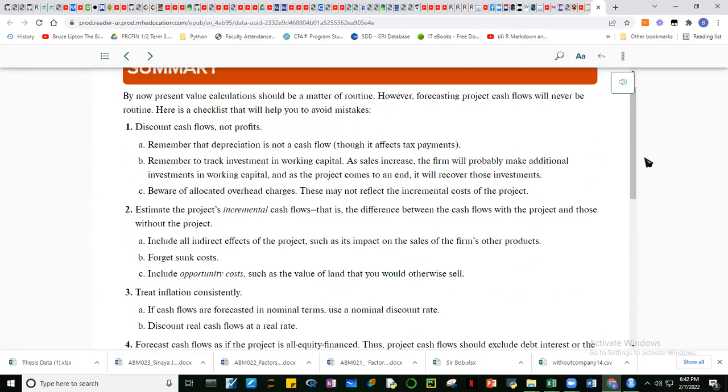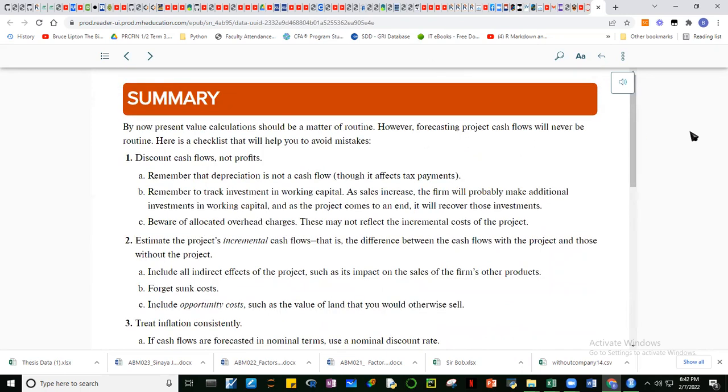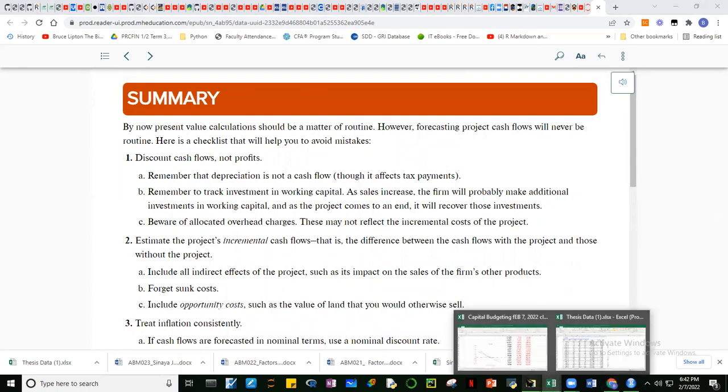So take a look at the summary and then try to solve the exercises here. All right, so that takes care of chapter 5, capital budgeting. So we now go to Excel. Please open your Excel, class.